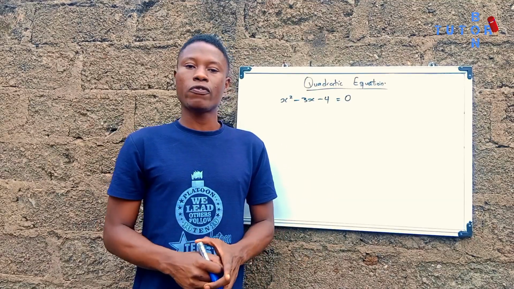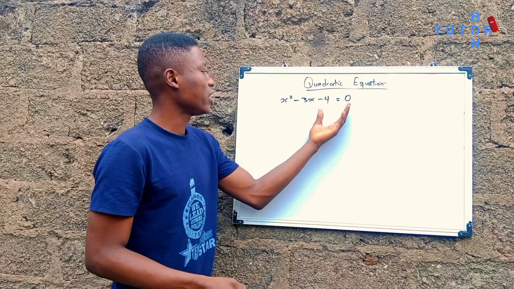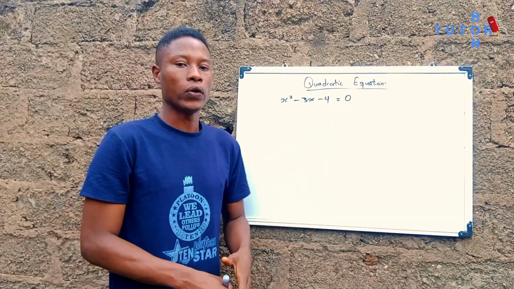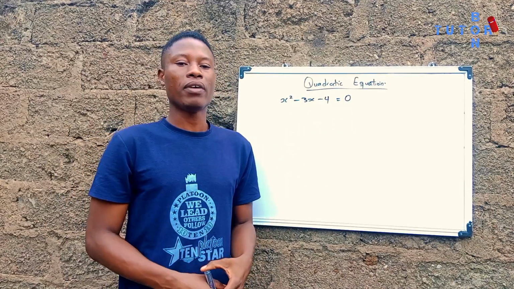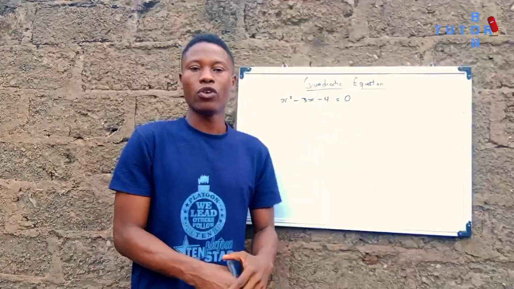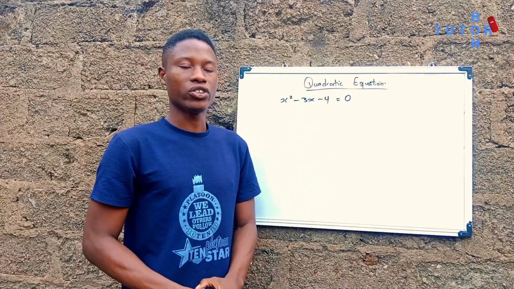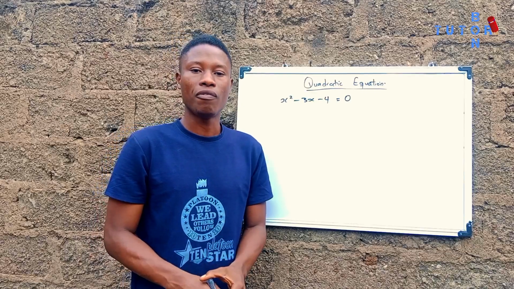This is another example using the factorization method that I would like us to factorize. So in this case now we are considering minus 4. That is, we need the values of minus 4. Two things you can multiply together to give you minus 4, and if you add them together they should give you minus 3. So let's firstly look for the factors of minus 4.